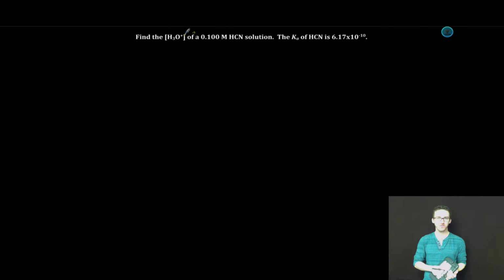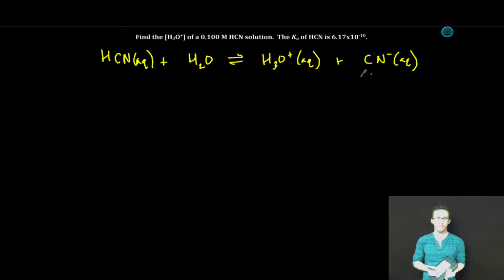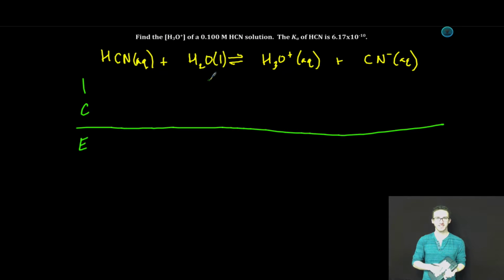Ice table time. First, my reaction for HCN in water. Boom. Ice table. Boom. Gonna immediately drop my water because it's a pure liquid and I don't want to confuse myself. Initial concentration of the HCN is 0.100 molar. Initial concentrations of hydronium ion and cyanide ion are each 0.